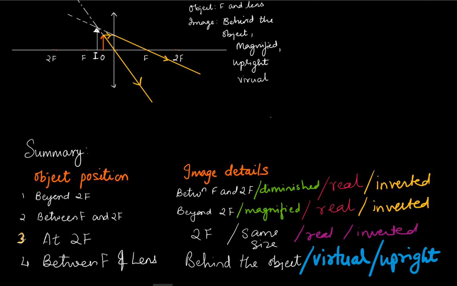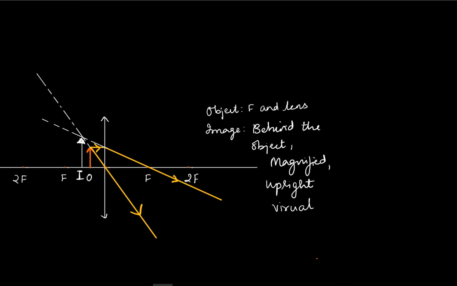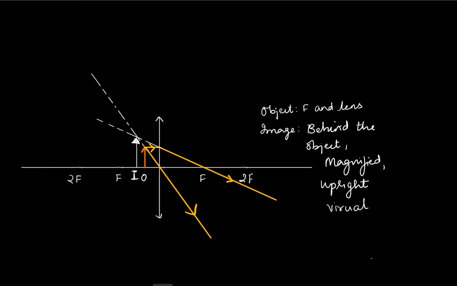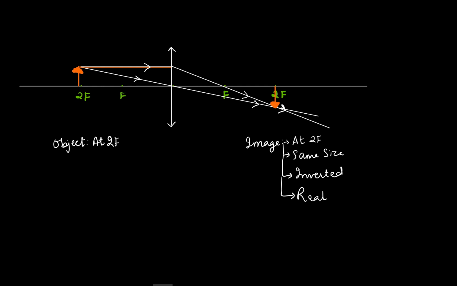Okay, so this is how you're going to remember, for a given object position, what are the image details. And as you saw, it's very simple. With practice, it becomes even easier. So, well, that's all in this video on constructions of ray diagrams using the convex lens.